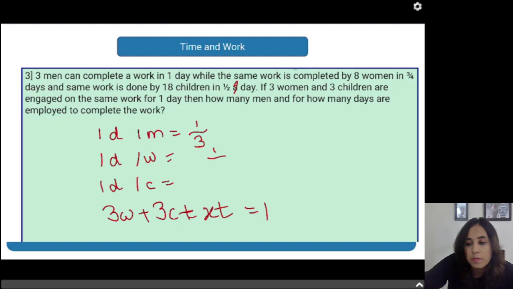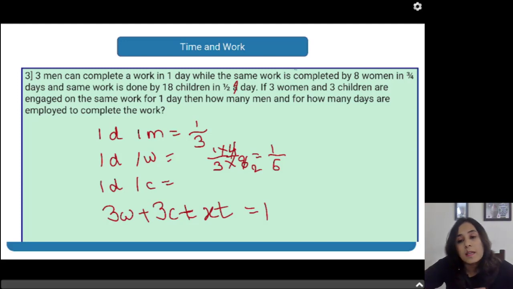So in one day, one woman is going to do 1/3 × 4. I am taking the reciprocal of 3/4, and I divide this by 8. So this comes out as 1/6. So in one day, one woman is doing 1/6 of the work, which means that 6 women are required to do the work in one day. Now 18 children are doing it in half a day. So again, when I solve it, I get 2/18, which comes out as 1/9.